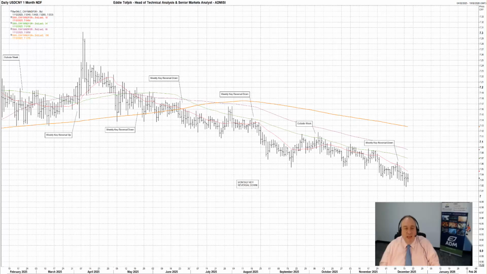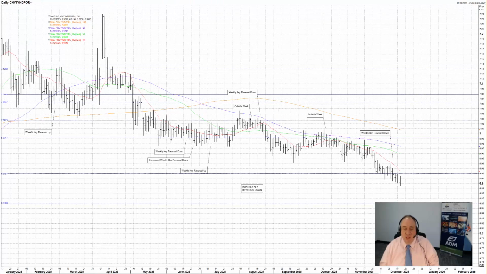In a lesser currency, we had a weekly key reversal down last week in US dollar against the Macedonian dinar. This has seen a suitable follow-on lower this week. Finally, in the currencies, we had an interesting pair. We had a weekly key reversal down last week in the US dollar CNY, the onshore Chinese yuan, but the 1-month NDF, which we have seen some small attempts lower this week. And in US dollar CNY, the 1-year NDF, we have also seen some small attempts lower into new levels not seen since late 2024.